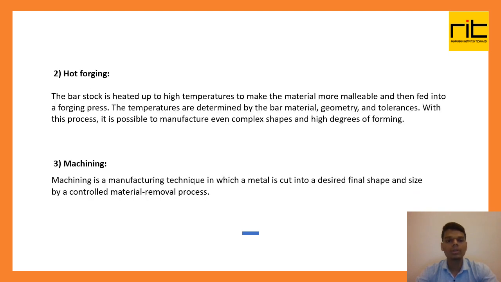Second, hot forging. The bar stock is heated to a high temperature to make the material malleable and then fed into a forging press. The temperatures are determined by bar material, geometry, and tolerances. With this specific process, it is possible to manufacture even complex shapes with a high degree of forming. Third, machining. Machining is a manufacturing technique in which metal is cut into the desired final shape and size by a controlled material removal process.